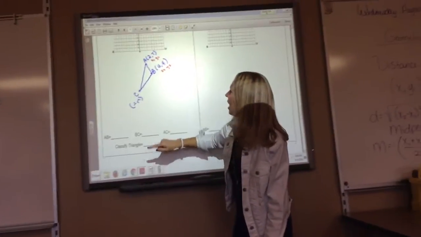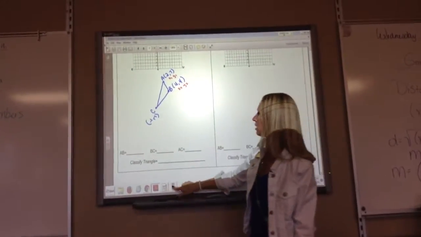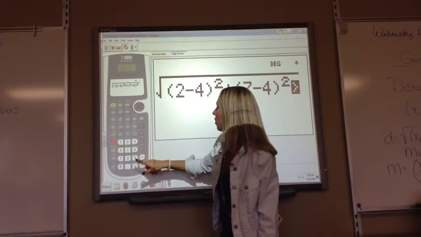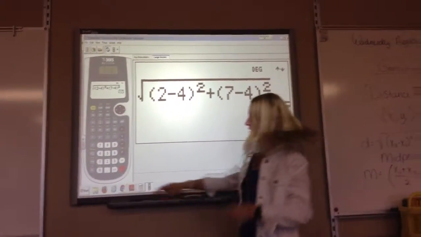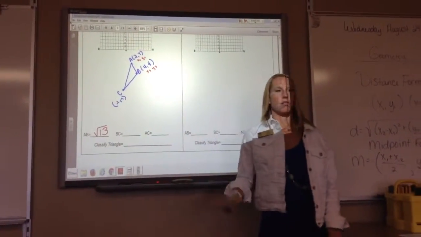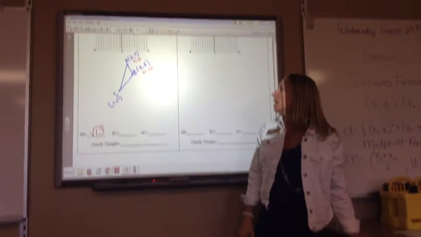Plus. And since I went top minus bottom, I have to do top minus bottom again. So 7 minus 4. Close the parentheses and square it. And I got radical 13. Did you guys? So the distance from A to B is radical 13. You can just leave it in radical. Don't change it to a decimal. Radical, man. I'm going to do that every time you say radical.